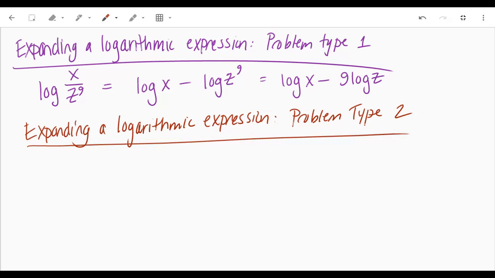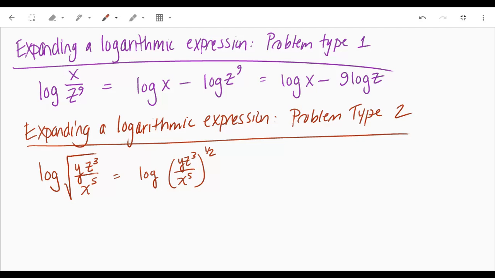This one we have the log of the big square root of yz cubed over x to the fifth. So we have to deal with that square root first. We didn't have any properties that used a square root, but we know that we can write that square root as a power. The square root is the 1/2 power. So now we can put that 1/2 out front because of our logarithm of a power property.